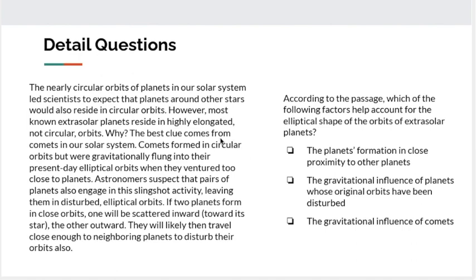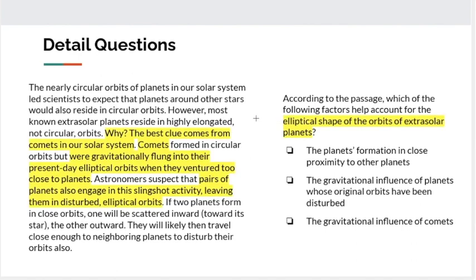So we've got planets and we've got comets. But now our evidence here, we're really going to find two main pieces of evidence. The first piece or group of pieces is here in yellow. So we'll note that the first part is talking about comets, but then it extends that to a discussion of pairs of planets. And it says that pairs of planets engage in this slingshot activity. So what is this slingshot activity? It's this idea that comets were flung into elliptical orbits when they'd ventured too close to planets.